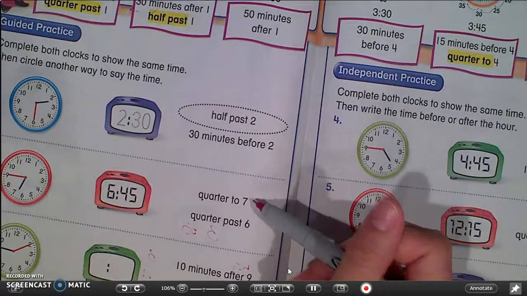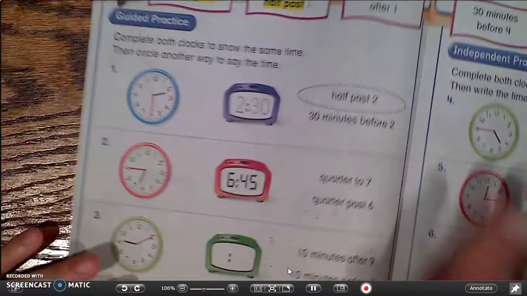All right, let's take a quick look to the inside, maybe. You're just going to tell me the quarter to, quarter past, 10 minutes before, or after.